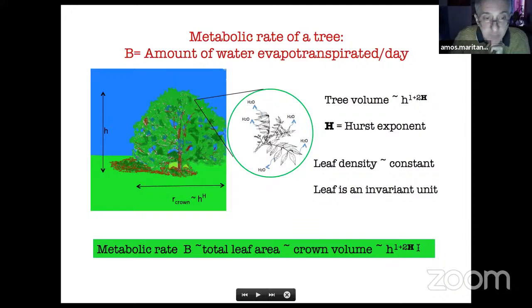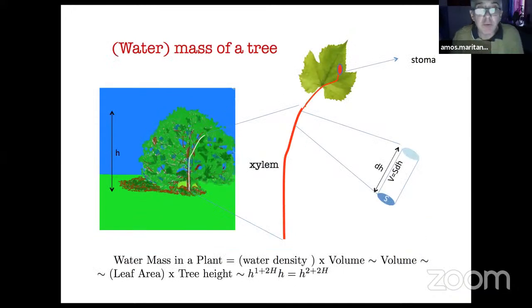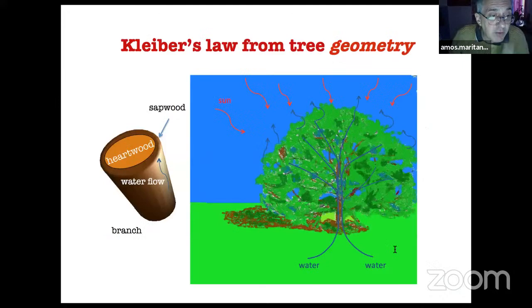Now you can also measure the mass of the water inside the tree. The mass of the water inside the tree is proportional to what is called the sapwood, the living part of the wood, which is just the external part of the trunk. This means the water is flowing only through the external part of the trunk.